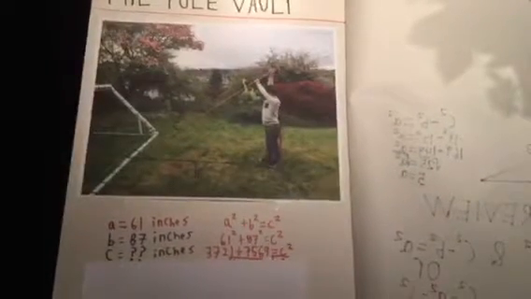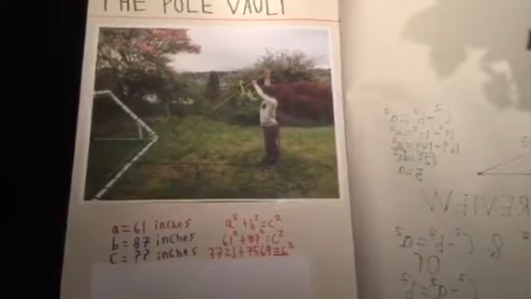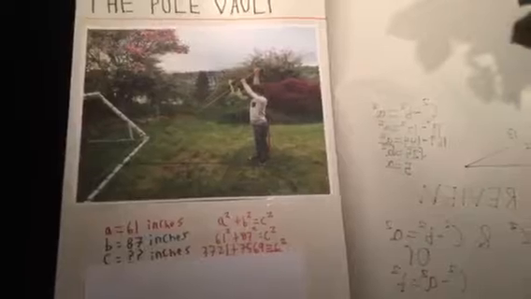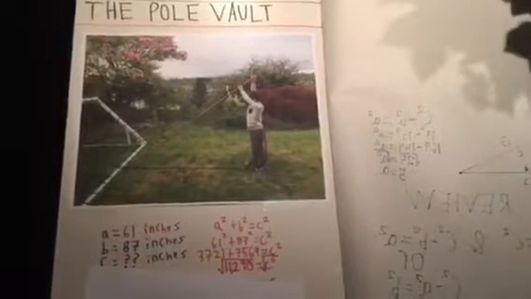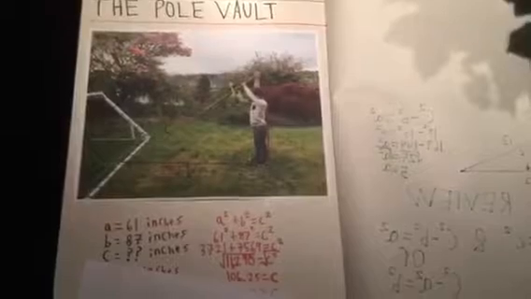So, with our Pythagorean theorem, a squared plus b squared equals c squared, we plugged in our numbers: 61 squared plus 87 squared equals c squared. We squared those, got 3,721 plus 7,569 equals c squared. That's 11,290 equals c squared. And the root of that is about 106.25 inches for c, which we rounded to about 106.3.